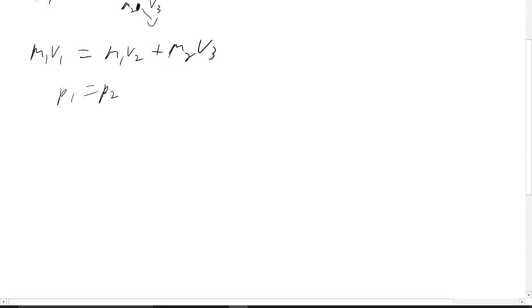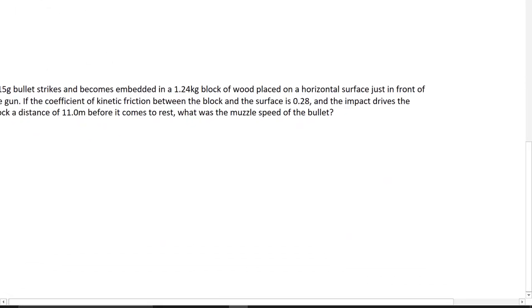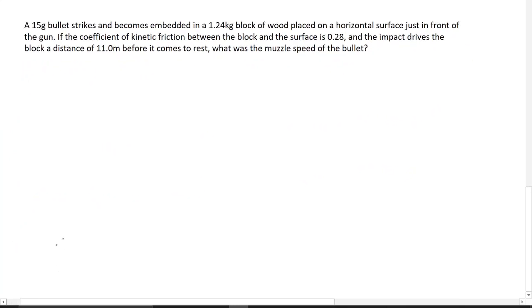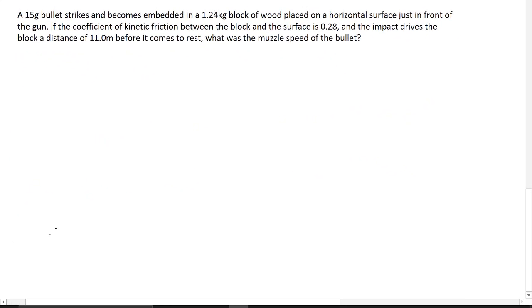So now let's jump right into a question. A 15-gram bullet strikes and becomes embedded in a 1.24 kilogram block of wood placed on a horizontal surface just in front of the gun. If the coefficient of friction between the block and the surface is 0.28 and the impact drives the block a distance of 11.0 meters before it comes to rest, what was the muzzle speed of the bullet?